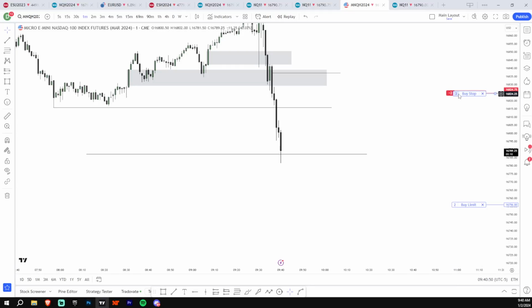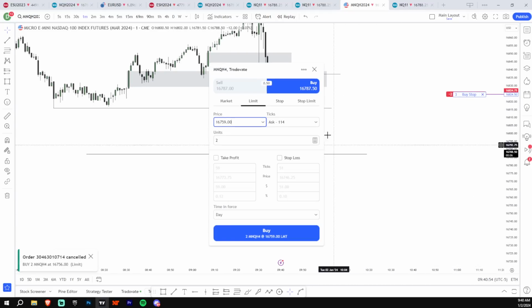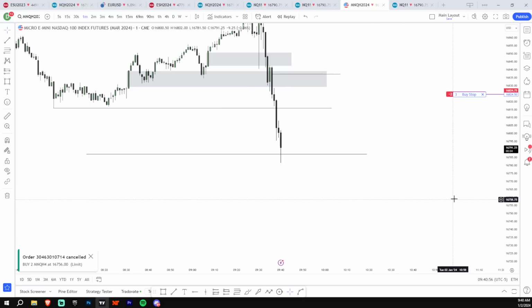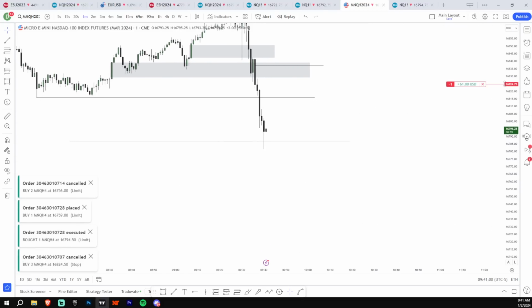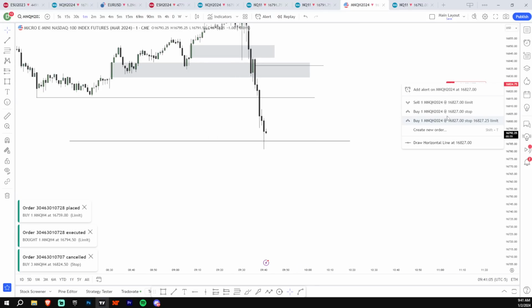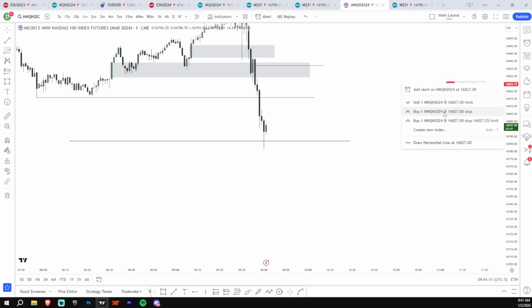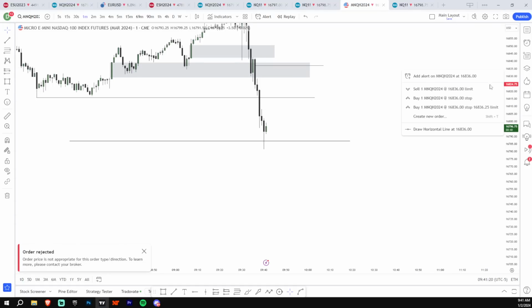Again, I have 2 left. So here's what I'm going to do. Because we're so overextended, I'm going to scale one more here, and I'm literally just going to leave a single runner, and we'll see if it hits. I won't stop. Again, this is a pretty easy and confident play. Buy one, stop here. Why is this thing order rejected?